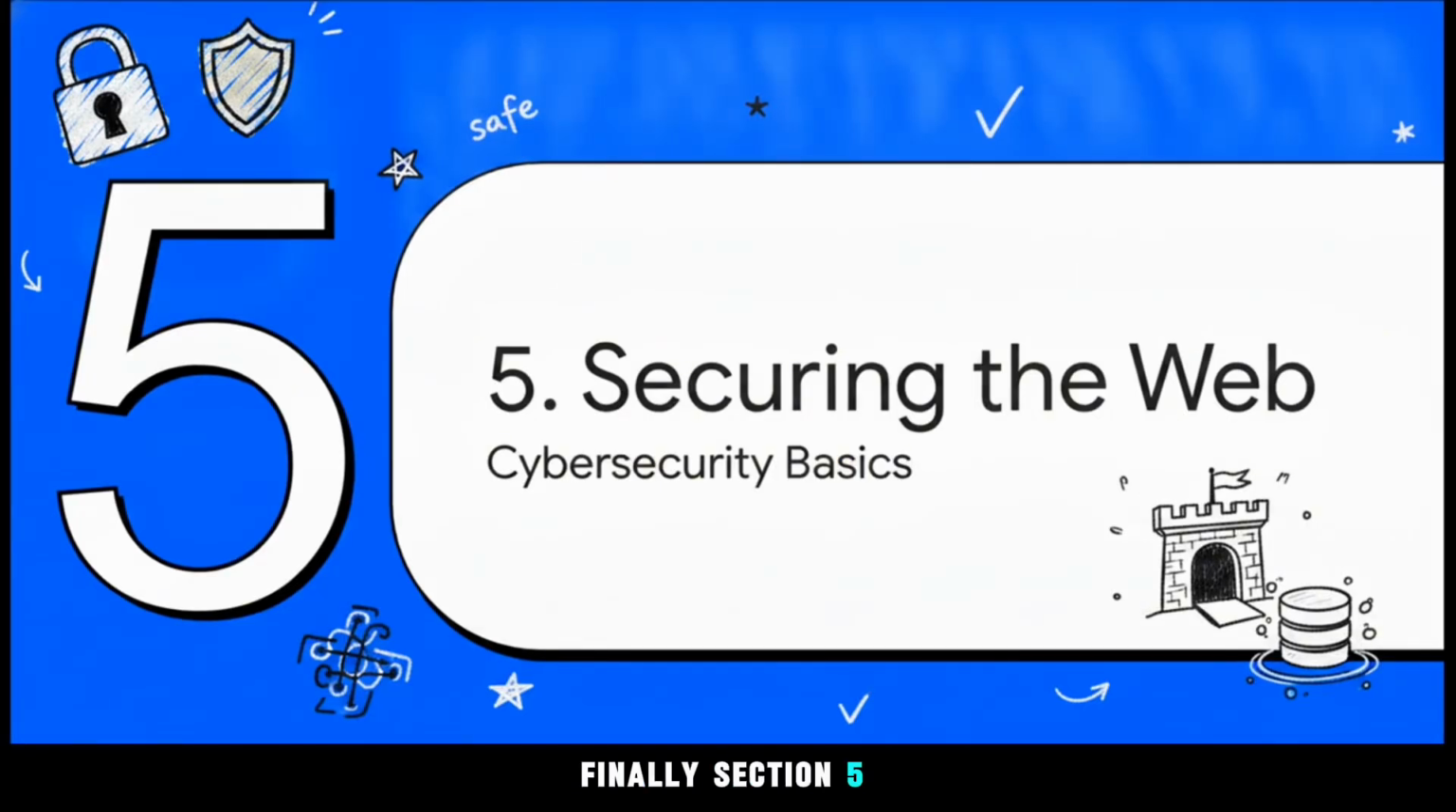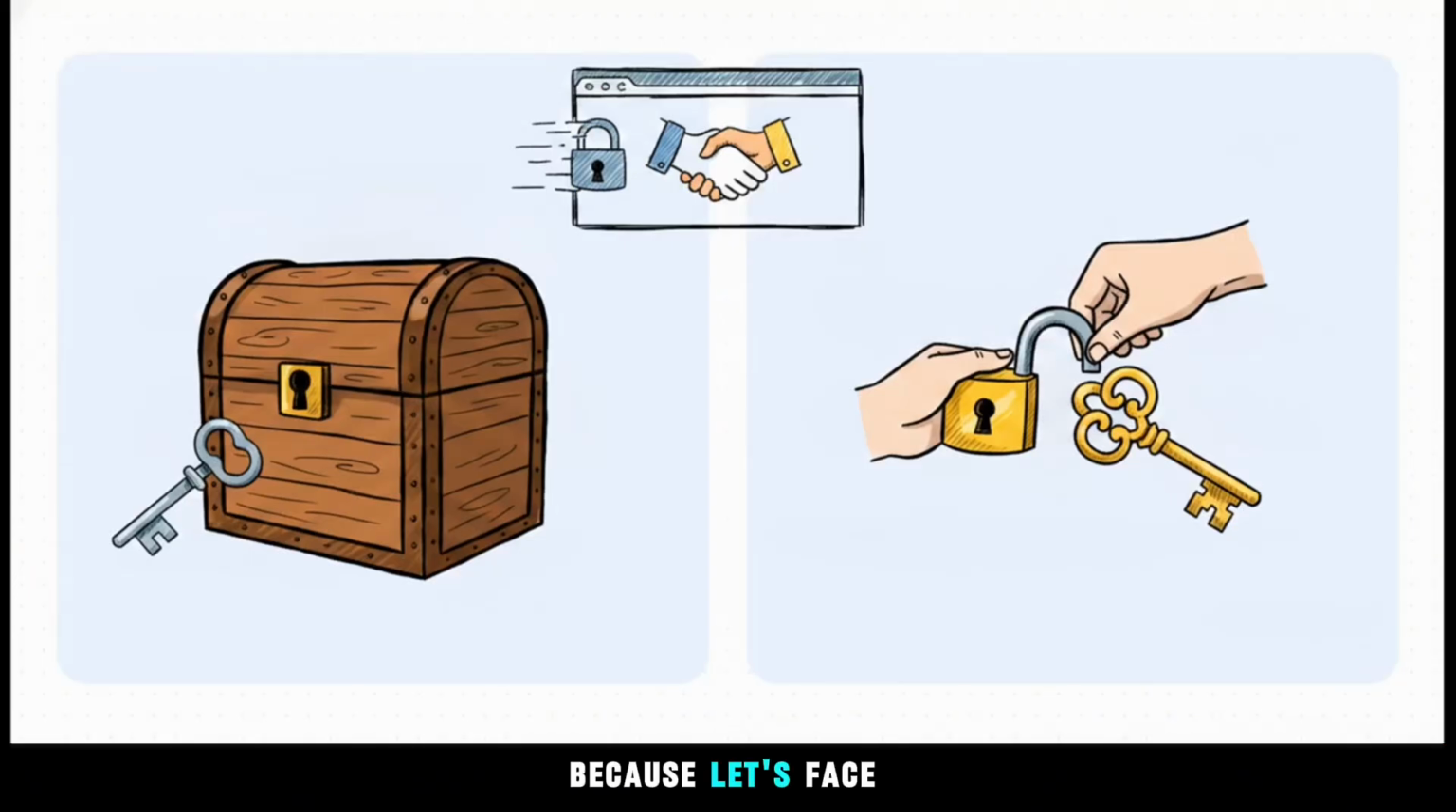Finally, section 5, securing your digital world. Because let's face it, all of our brilliant engineering is completely useless if we just leave the front door wide open. Security starts with encryption. Symmetric encryption is super fast. It uses the exact same key to lock and unlock data, but it's really hard to share that key safely across the internet. Asymmetric encryption fixes that by using a public key to lock and a private key to unlock. The genius of HTTPS is that it uses both. It uses asymmetric encryption first to safely agree on a secret passcode across the world, and then seamlessly switches over to lightning-fast symmetric encryption for the rest of your browsing session.